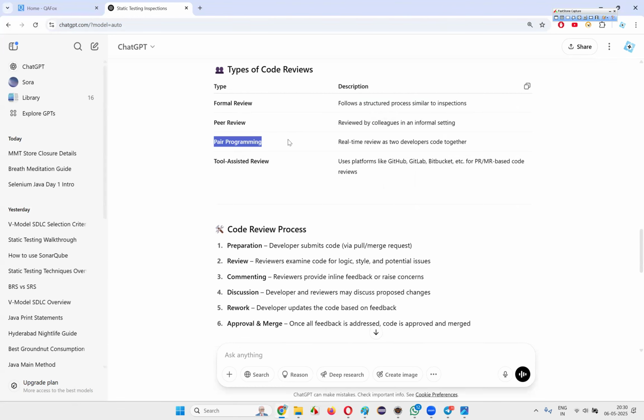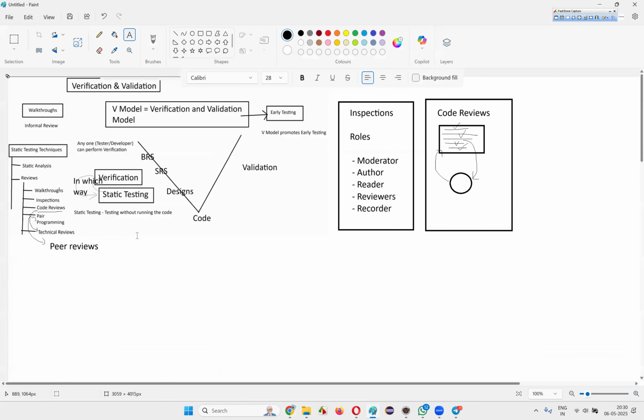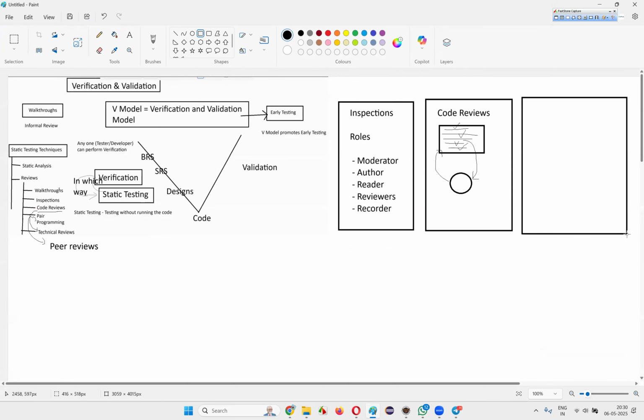Then we have pair programming. Here we also have pair programming, right? In pair programming, what is pair programming? Let me explain. Pair programming: simultaneously work will happen, and at the same time review will happen.